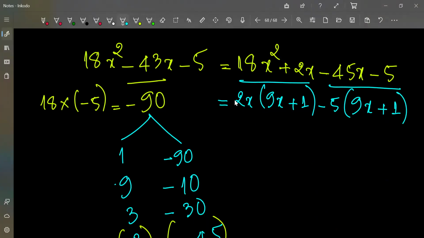We get 9x plus 1 multiplied by 2x minus 5.